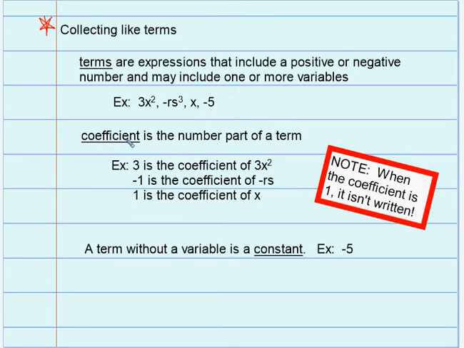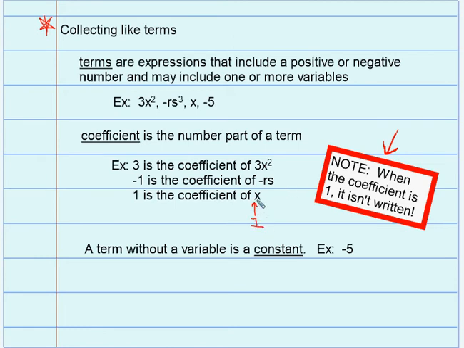Okay, a coefficient, and we had this when we talked about scientific notation, but a coefficient is the number part of a term. So, some examples. 3 is the coefficient of 3x squared. Negative 1 is the coefficient of negative rs. And 1 is the coefficient of x. Now note that when the coefficient is 1, it isn't written. You see how there's no number 1 right there?